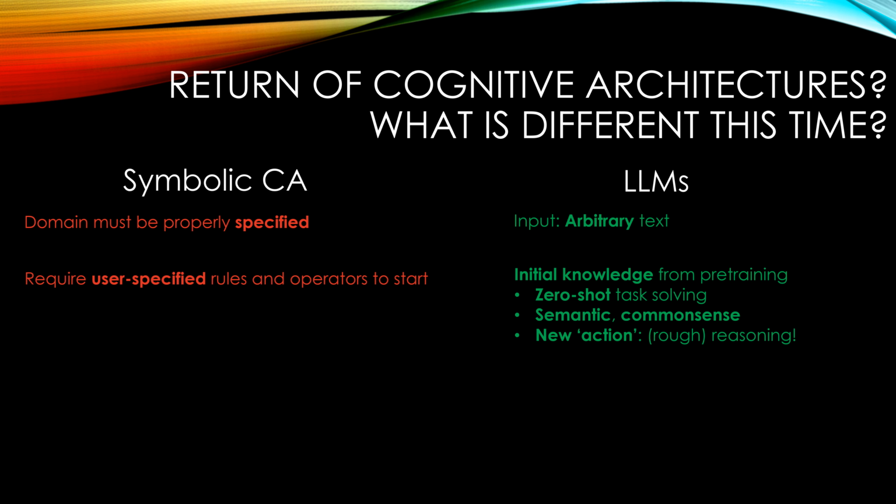Most importantly, there's a new capability that didn't exist previously: flexible reasoning at the push of a button. For example, you can ask an LLM, simplify this paragraph for me, or who are the people mentioned in this text, when previously you might need to train a model for each specific task.